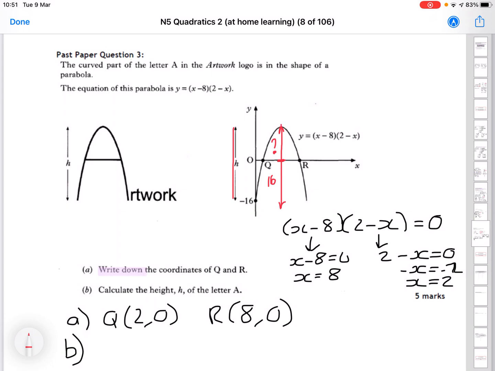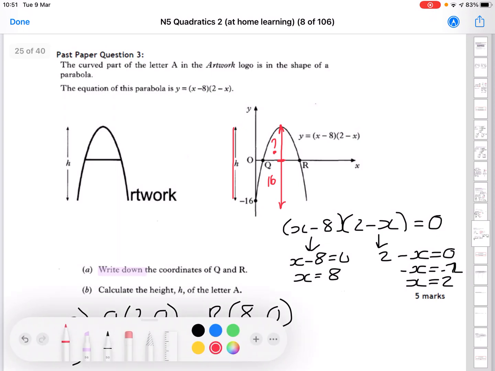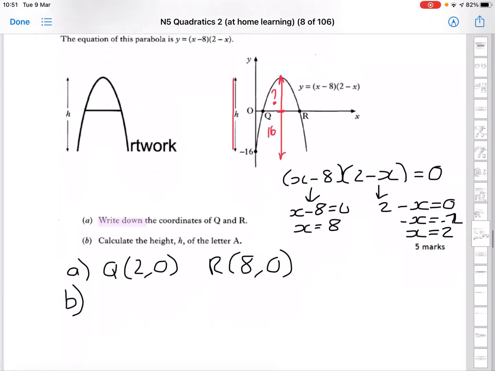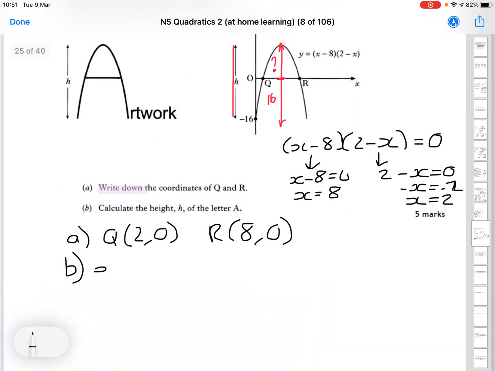So really what we're looking for here is where's the turning point? If we know the y coordinate of your turning point, we then know how high up that is. So it's really just finding your turning point. So your x coordinate of your turning point is adding up your roots and halving the answer. So we're going to do 2 plus 8 divided by 2. So that's 10 divided by 2. So 5. And then we'll plug that into the equation to get our y coordinate.